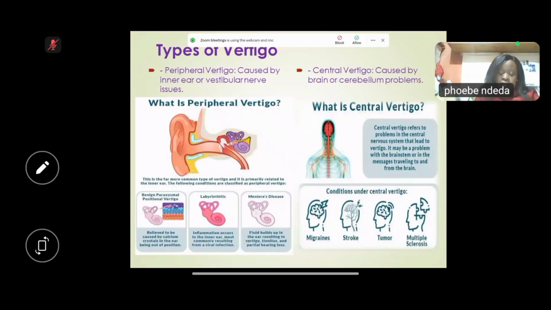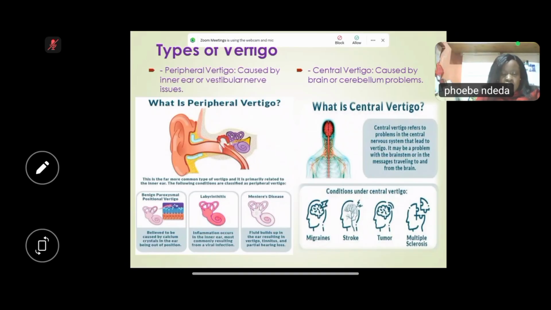Now, these crystals are located in the utricle and saccule part of your ear, as we are going to see as we move on. They play a crucial role in maintaining balance. So it means that these calcium crystals in the inner ear move and send incorrect signals to the brain, leading to a sensation of vertigo. And every time you have this vertigo attack, you must always find yourself having some dizziness too.